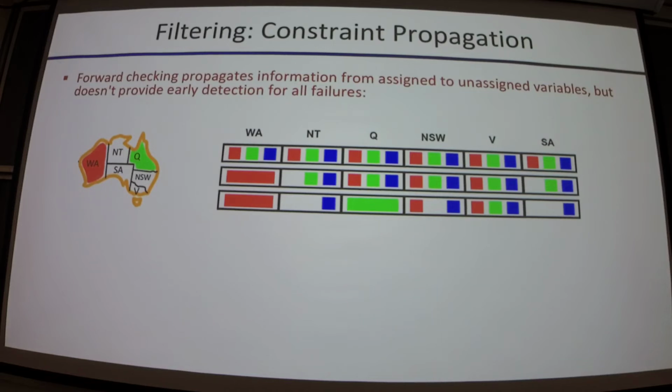Forward checking propagates this information from assigned to unassigned variables, but it doesn't provide early detection for all failures, right? This is the case that we saw here, where NT and SA, we know that there's a constraint between them. We know there's no possible way, considering this partial assignment, that that's going to work out. But forward checking doesn't detect this.